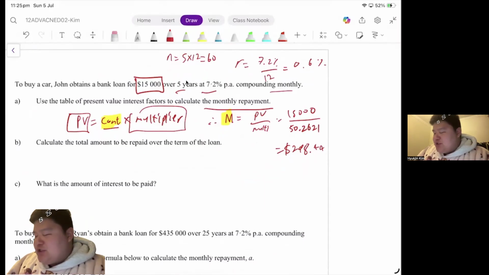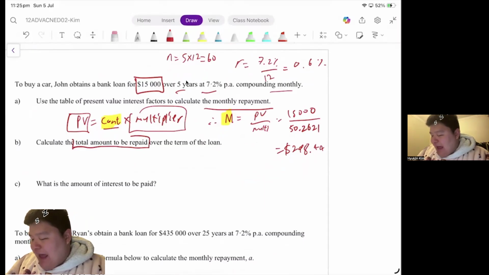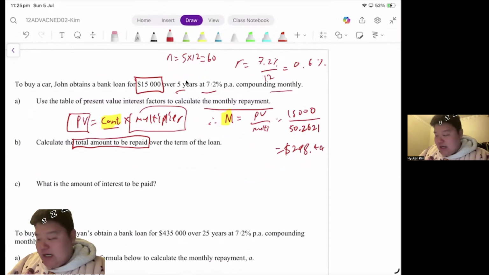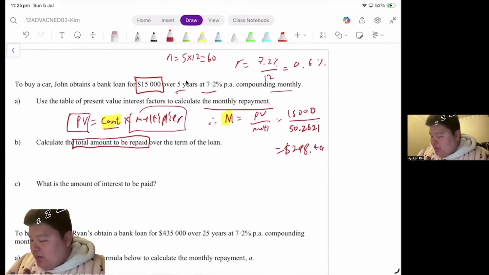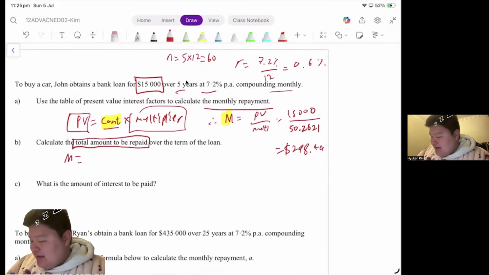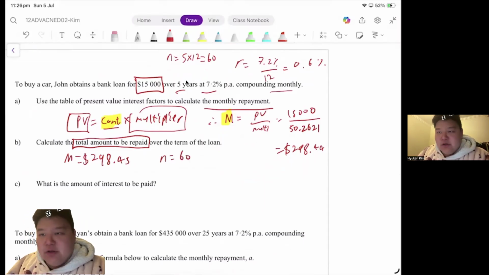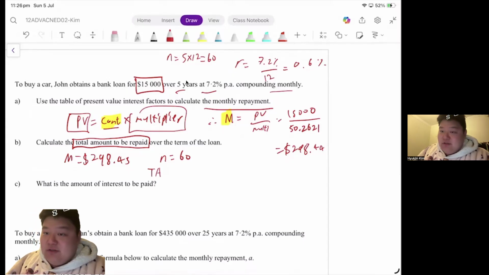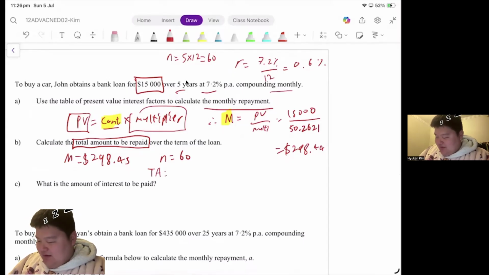But now here's the real question. How much am I actually paying in the whole time? Well, I know monthly repayment is $298.45, and I'm doing this for 60 periods. So that means total amount. Jesus, I have lost the plot, guys. I've been doing nothing. 60 times 298.45. I haven't been doing any financial maths.